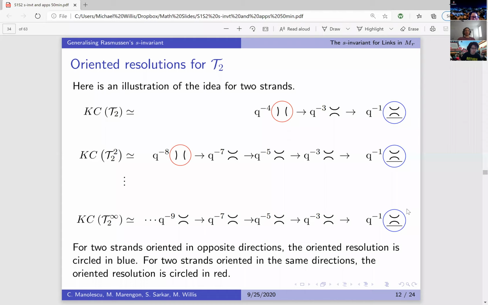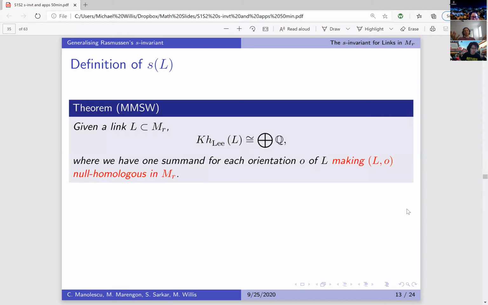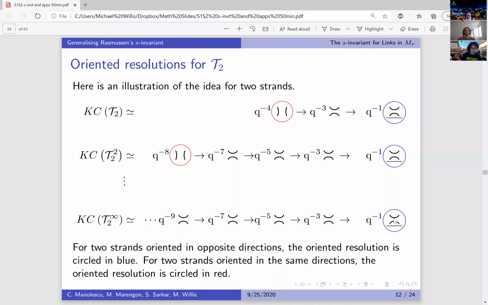Great. So this basically means that you can treat Lie homology for these links in S1 cross S2 the same way you could in S3. You still have a notion of how one of these summands corresponds to an orientation of the link, and it corresponds to an oriented resolution of the link, where the oriented resolution of the infinite twist lives in this far right end.